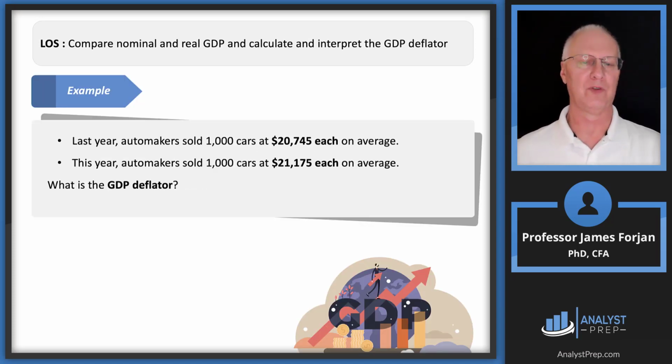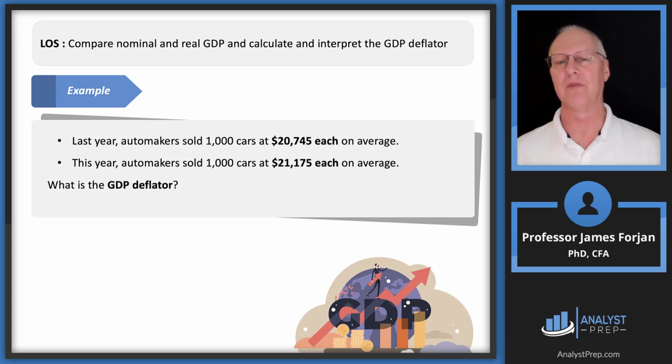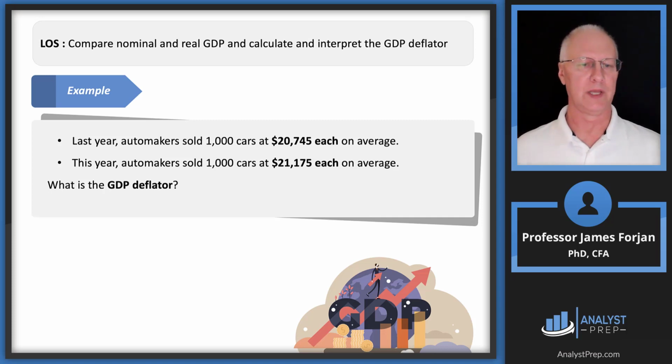And here's a super simple example here. Let's suppose that we have an automaker selling 1,000 cars at 20,745, and then the following year the automaker sells 1,000 cars at 21,175. And so the question is, did the economy grow? Well, if you look at it on the pricing side, of course the economy grew from the 20,000 to the 21,000, I'm rounding there. But did the actual number of productivity in terms of cars sold grow? Well, 1,000 equals 1,000.